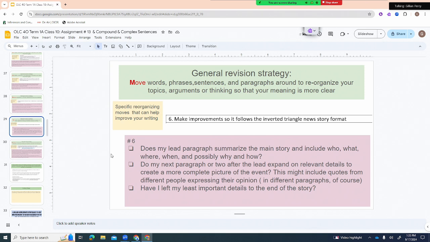This is often where you would have quotes from different people expressing their opinions. Remember that if you do that, every time a new person gives their opinion, you've got to put it in a new paragraph. And have you left your least important details, the things that don't really matter, to the very end of the story, right? Remember that the reason that we do that is because an editor might cut the bottom of the story. So anything important, you want to be way above kind of the mental cut line of that story.